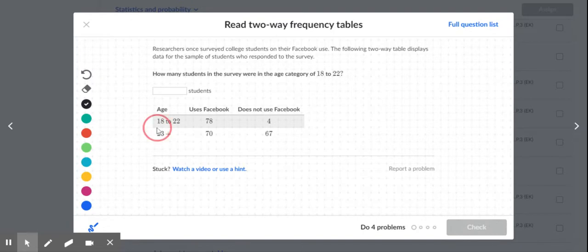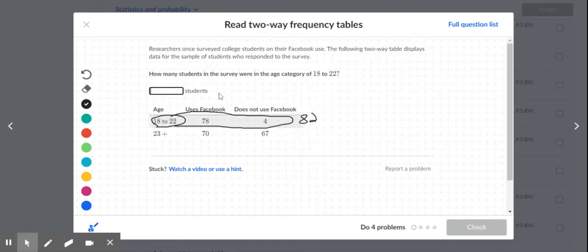So, 18 to 22 is right here. Anyone who answered the survey that was of the age 18 to 22 is in this entire row. So the question doesn't ask whether or not they use Facebook or do not use Facebook. It's asking how many were in total in the age category of 18 to 22. So we'd have to add these two up, and we ended up with 82. So be careful about how you read these.